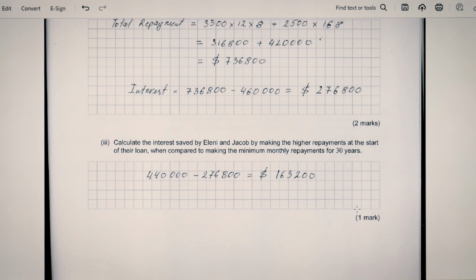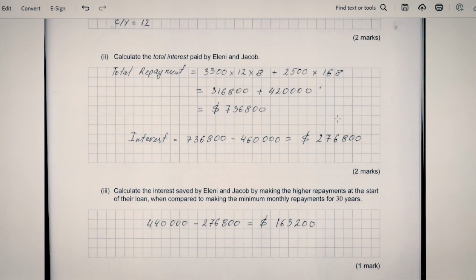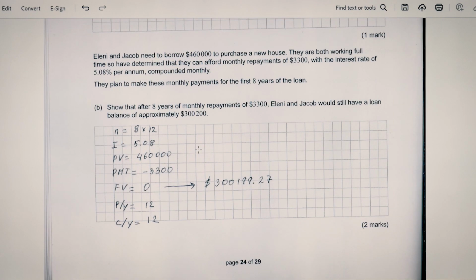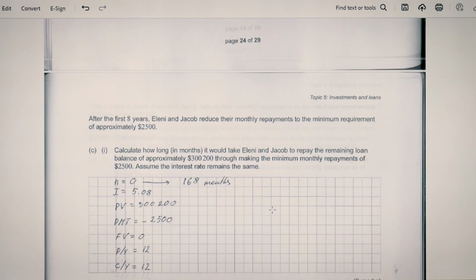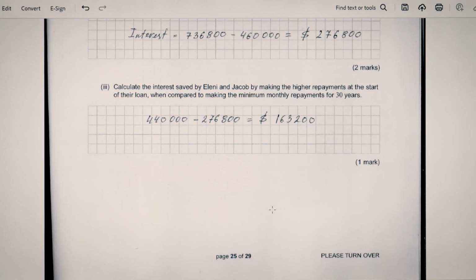And the last bit of this question, calculate the interest saved. So yeah, that's the interest calculated in part CII, and there was 440,000 at the beginning. Okay, so we have it here. And just the difference between these two, it shows how much money they saved. Questions? Yeah, no? Good. And the last bit, and we have 10 minutes, good.